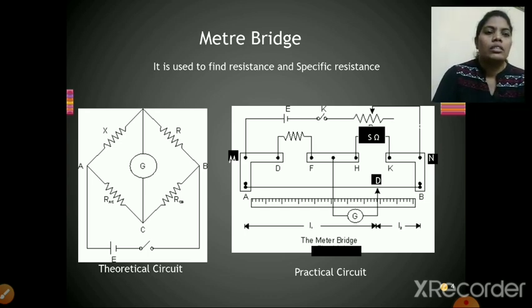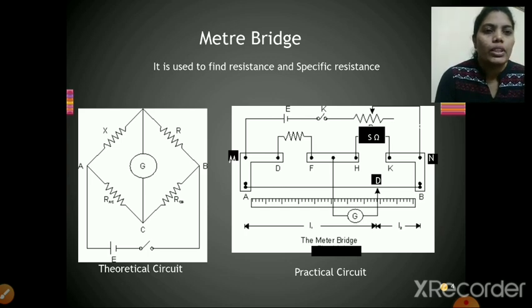Now here you can see the same circuit designed in a practical way and a theoretical way. On the left hand side you can see the theoretical circuit. Let me explain what the practical circuit of meter bridge is. Now you can see L-shaped metal bars which are placed in such a way that they form two gaps. At one gap we are connecting one resistor, and at the other gap we are connecting a resistance box.